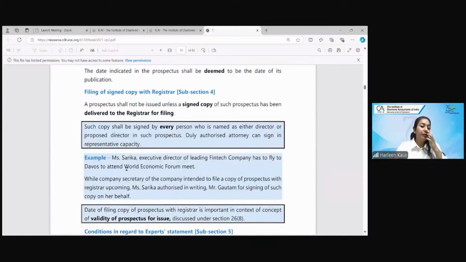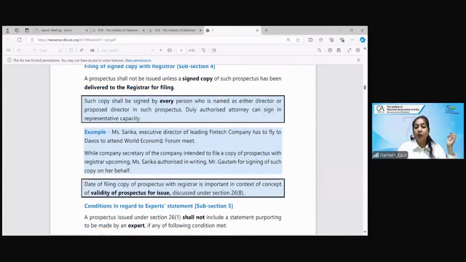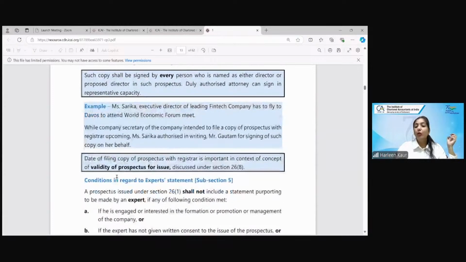So here is an example for all of you. Sarika, executive director, has to fly to Davos to attend the World Economic Forum meet, while the company secretary intended to file a copy of the prospectus with the registrar. Ms. Sarika authorized in writing Mr. Gautam for signing such copy. So it says filing of the copy with the prospectus is very important. You have to file the copy of the prospectus with the registrar, then only you can issue the prospectus.